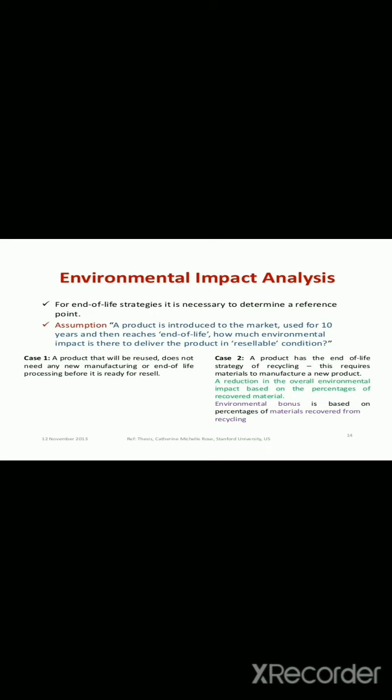In case 1, a product that will be reused does not need any new manufacturing or end of life processing before it is ready for resale. Regarding case 2, a product has the end of life strategy of recycling. This requires materials to manufacture a new product. There is a reduction in the overall environmental impact based on the percentage of recovered material. This environmental bonus is based on the percentages of materials recovered from the recycling.